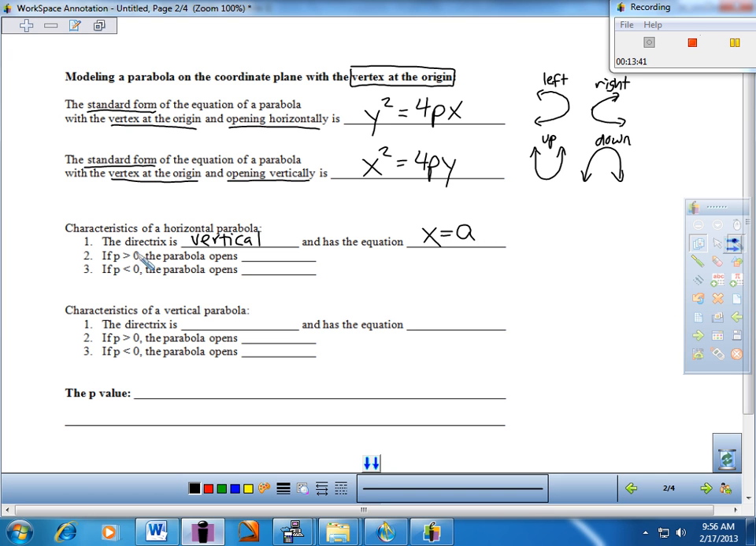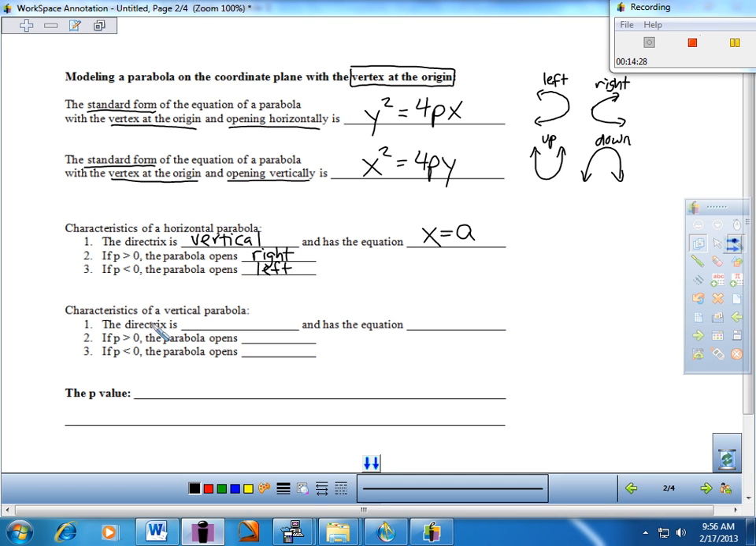And then what we're going to do is talk about this p-value that is embedded in our equations here. So there's our p-value, of course. And if p is positive, greater than 0, of course, then the parabola opens to the right. And I think that would be fairly intuitive. And then if the p-value is negative, it's going to open to the left. So positive right, negative left. Okay, and again, you'll see this backed up with some examples here momentarily. Give it a few if you would. All right, let's go get the vertical one.